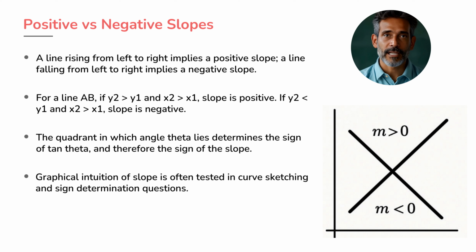This connects nicely to the quadrant the angle theta lies in because the sign of tan theta depends on that. So the sign tells you whether the line's going up or down as you move across the graph. Picture 2 lines on the coordinate plane, one climbing upward, the other slanting downward, with plus and minus signs indicating their slopes. This visual cue is extremely helpful when sketching curves or analyzing functions.